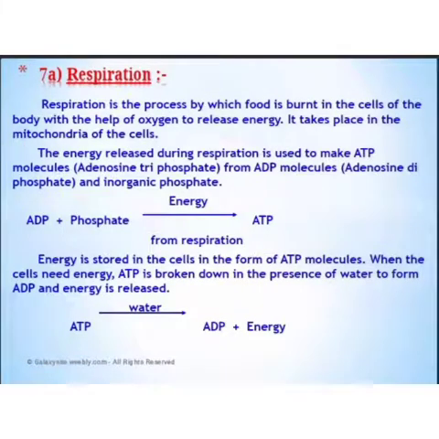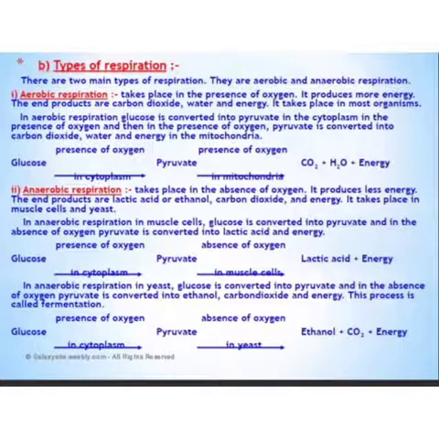Another process is respiration. Respiration is the process in which a living being utilizes food to get energy. The energy released during the respiration process is used to make an ATP molecule from ADP. Types of respiration: there are two types, aerobic and anaerobic.